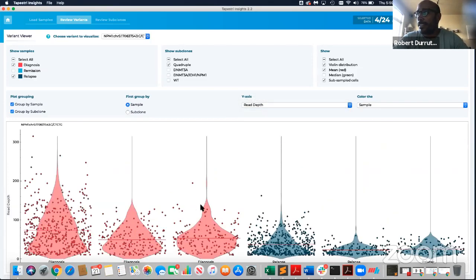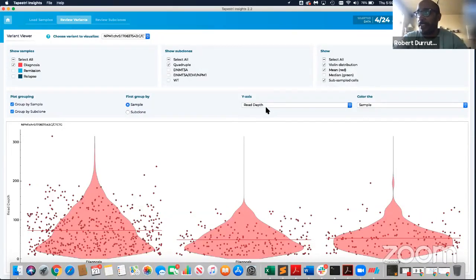In addition to that, read depth. Now I'm only going to look at one sample at a time, because read depth is really a function of the sample. It's based on sequencing depth, and that may change from sample to sample.